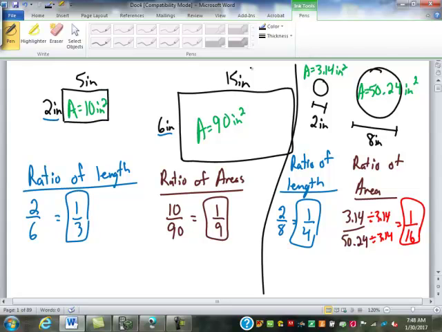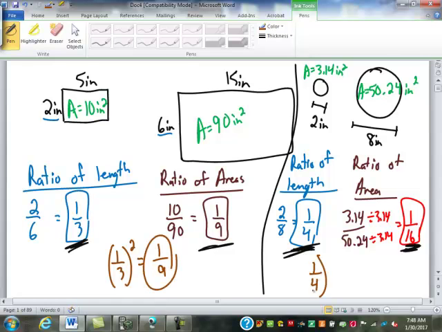Now, looking at the relationship between those ratios, here I have a ratio of lengths of 1 to 3, gives me a ratio of areas of 1 to 9. Here I have a ratio of lengths of 1 to 4, gives me a ratio of areas of 1 to 16. Do you see a relationship there? Not just the bottom number, but the whole ratio, right? 1/3 squared, what's 1 squared? 1. What's 3 squared? 9, that's 1/9. 1/4 squared, what's 1 squared? 1. 4 squared, 16.